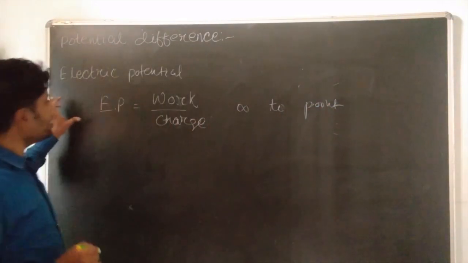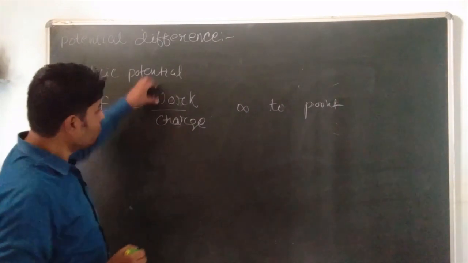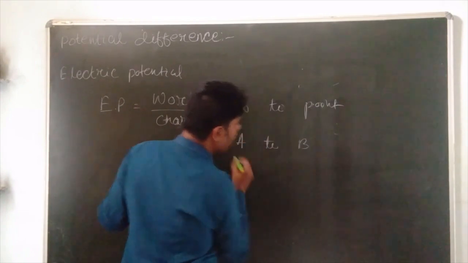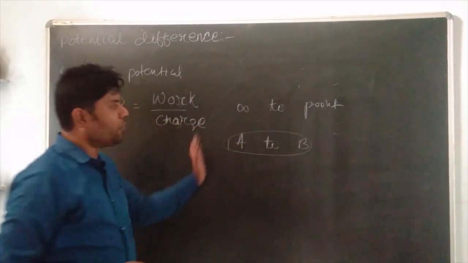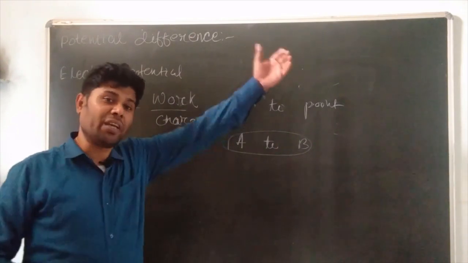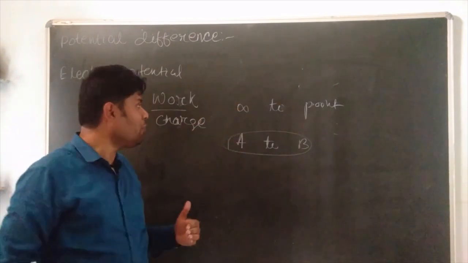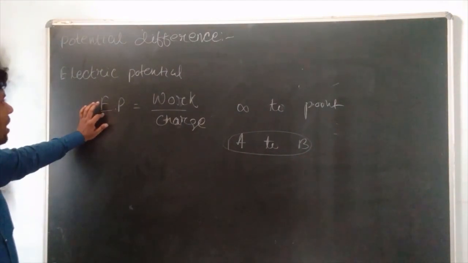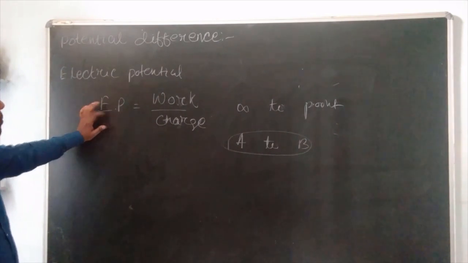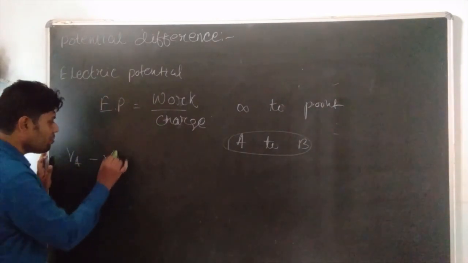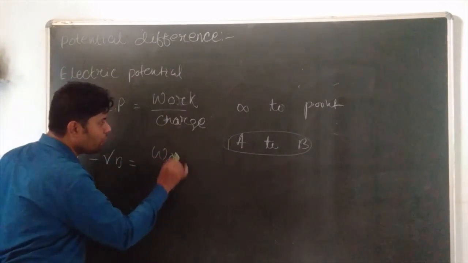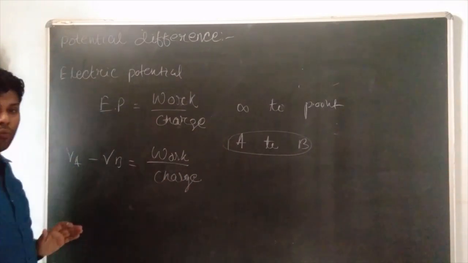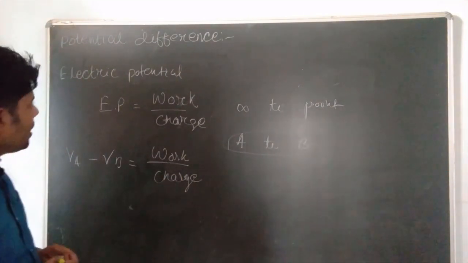If you talk about the electric potential difference, it means the amount of work done bringing the charge from one point A to another point B. Here there is a particular point, from one point to another point. But in electric potential there is no particular point; you are bringing the charge from infinity to a point. So that is known as simple electric potential. If somebody asks you what is the electric potential difference, that is VA minus VB, equal to the amount of work done upon the charge bringing it from one point to another point.